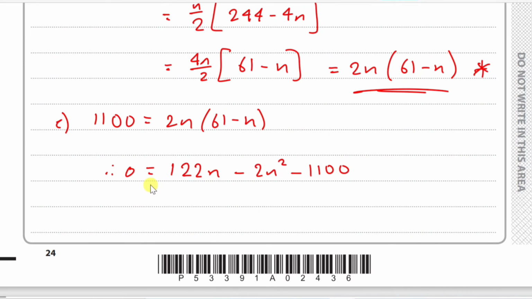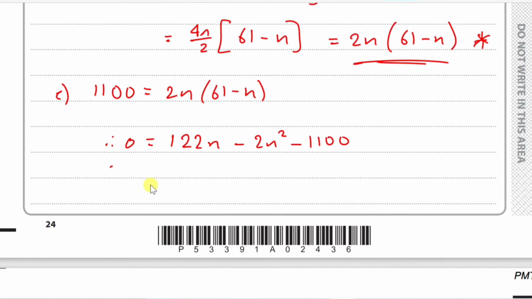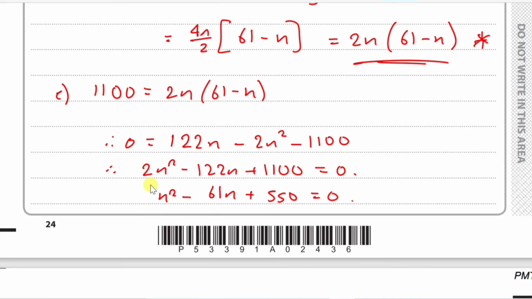In fact, I want to make 2n squared positive, so let's move it back to the other side. So you're going to get 2n squared minus 122n plus 1100 equals 0. Okay, and then divide that by 2, just to make it easier looking. n squared minus 61n plus 550. You don't have to do this, but it just helps.